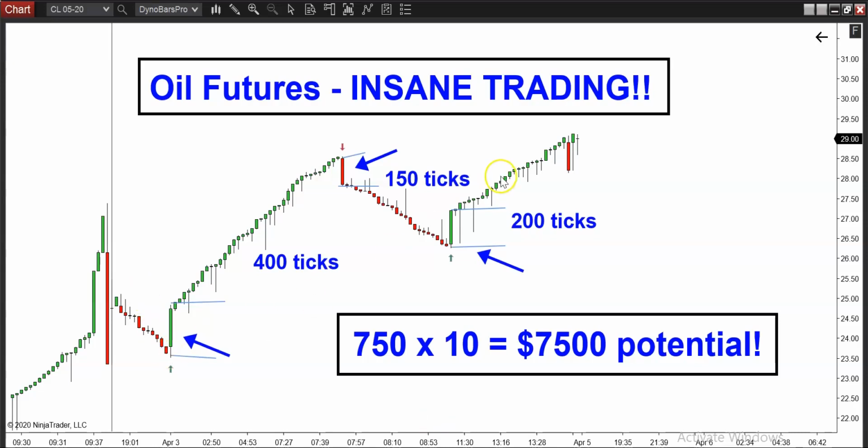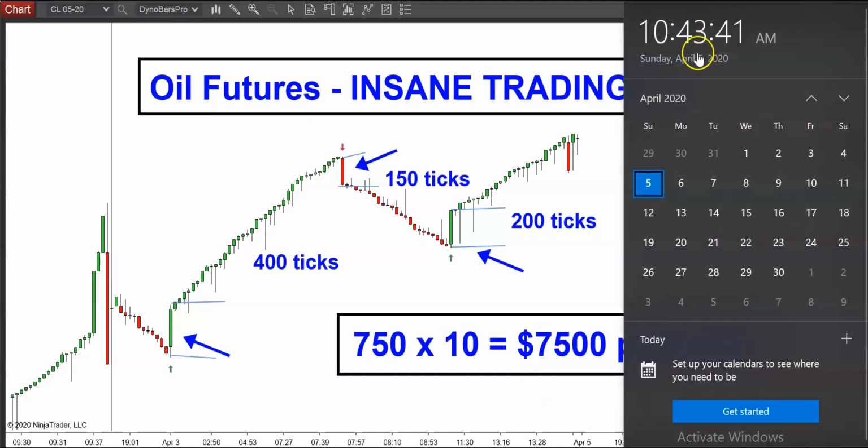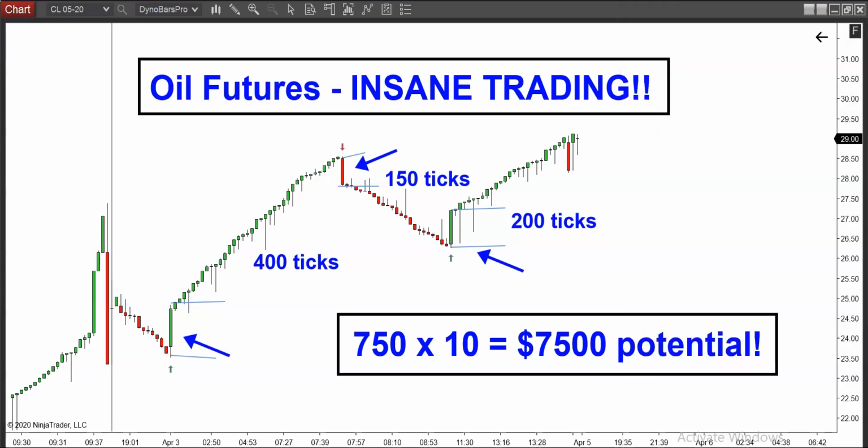Granted, this was a huge up day on oil. Oil rallied something like 20 to 25%. It was probably the number one biggest up day in oil futures ever. And just like we had a big up day, how much do you want to bet that we're probably going to have a huge down day on oil futures when the market opens in exactly 6 hours from now? Don't forget the futures markets open Sunday night, Eastern Standard Time.